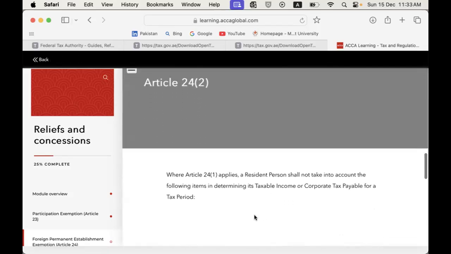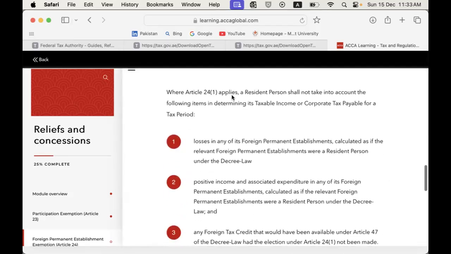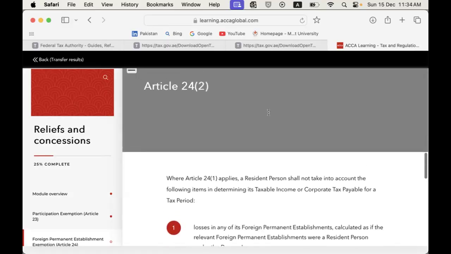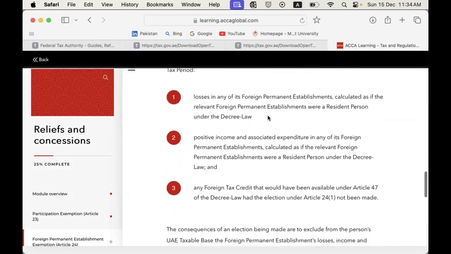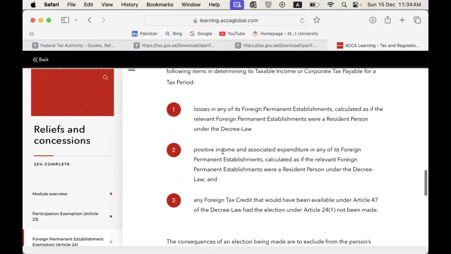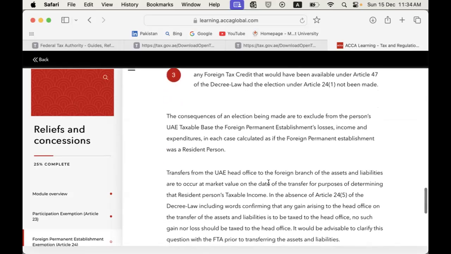Okay. Article 24 applies. A resident person shall not take into account the following items in determining its taxable income or corporate tax payable for a tax period. What is Article 24, by the way? Foreign permanent establishment exemption. Losses in any of the foreign permanent establishments, we don't bring them. Positive income and associated expenditure, we don't bring into our corporate tax return. Any foreign tax credit, we don't bring it. That's the summary of it.